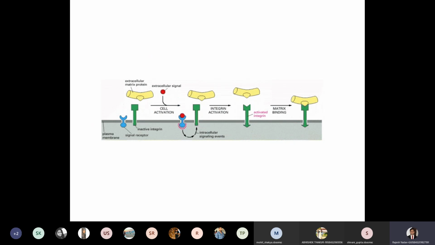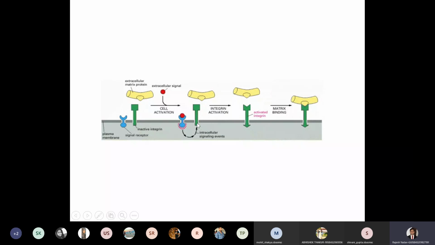So this is an example in which I have shown the outside-inside signaling mechanism. This is the cell membrane, and this is integrin, and this is the receptor present in the membrane, and the yellow one is the extracellular matrix. The red one is a signaling molecule. A signaling molecule may be any hormone or any chemical that will come and bind to the membrane receptor. It is shown here, this red one is coming and binding with the blue receptor. It just goes and activates that integrin protein.